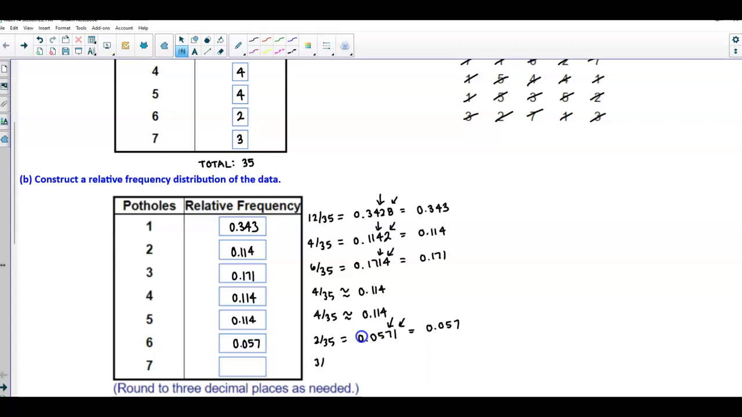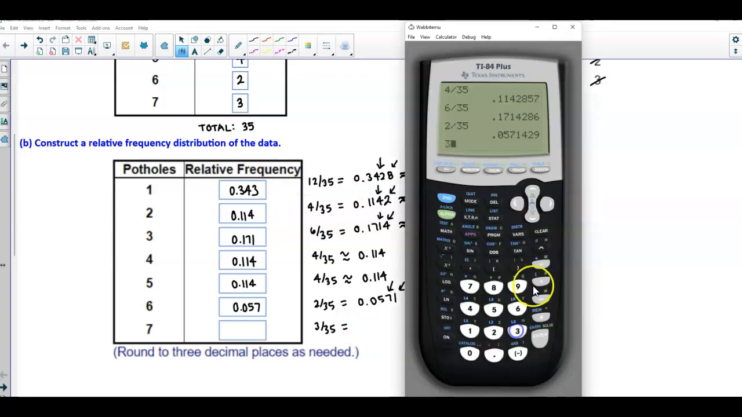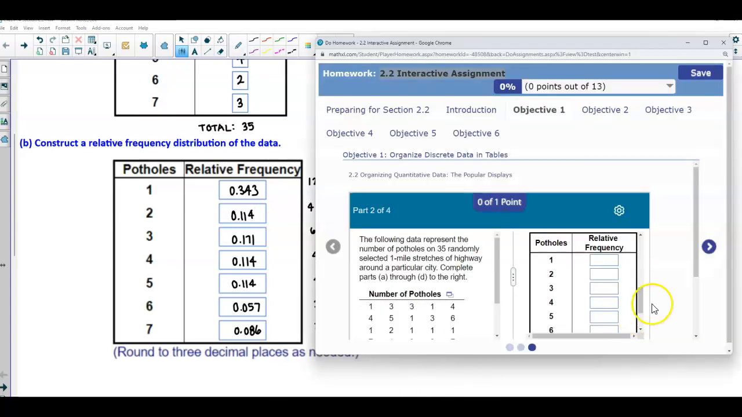And then the last one is 3 divided by 35. Now remember, these are approximations, so I want to use that approximation symbol. We take 3, divide that by 35, which gives us 0.0857. This is our rounding digit. Our testing digit tells us to round up, so we get 0.086. So now let's put that into our problem here.